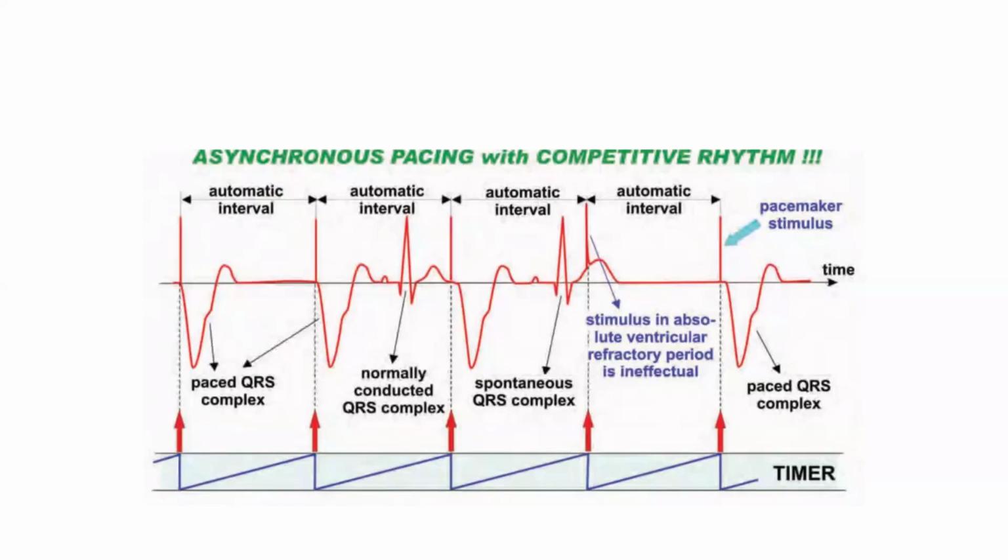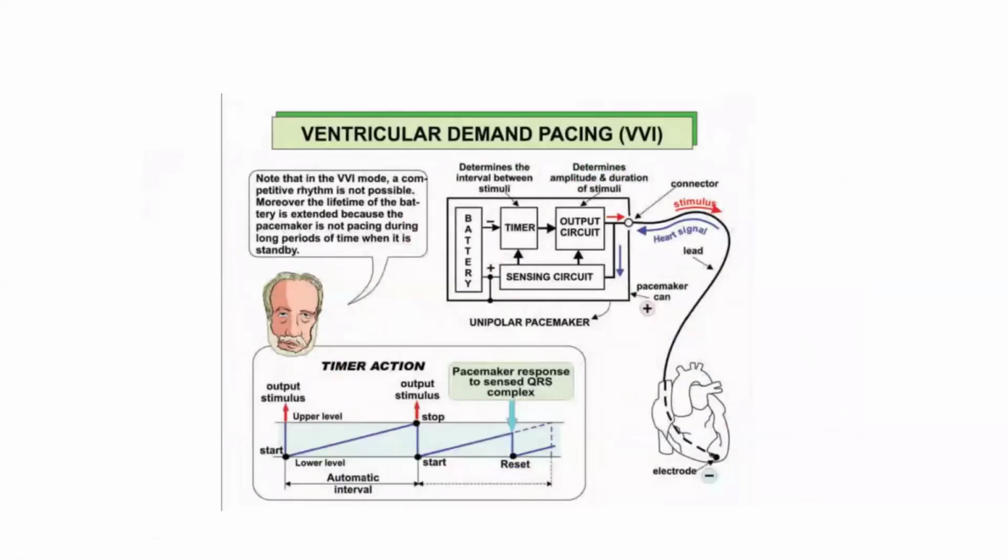To avoid this problem, and to avoid the impulse landing on top of the T wave, where in some susceptible or vulnerable patients, like patients with scar or myopathy, this may induce ventricular arrhythmia, we introduced the sensing function of the pacemaker. We introduced the second letter V. So the pacemaker is pacing the ventricle. This is the first letter. The pacemaker is sensing the ventricle. This is the second letter. And because there is sensing, there is a response to sensing. When the pacemaker senses an impulse, it causes inhibition.